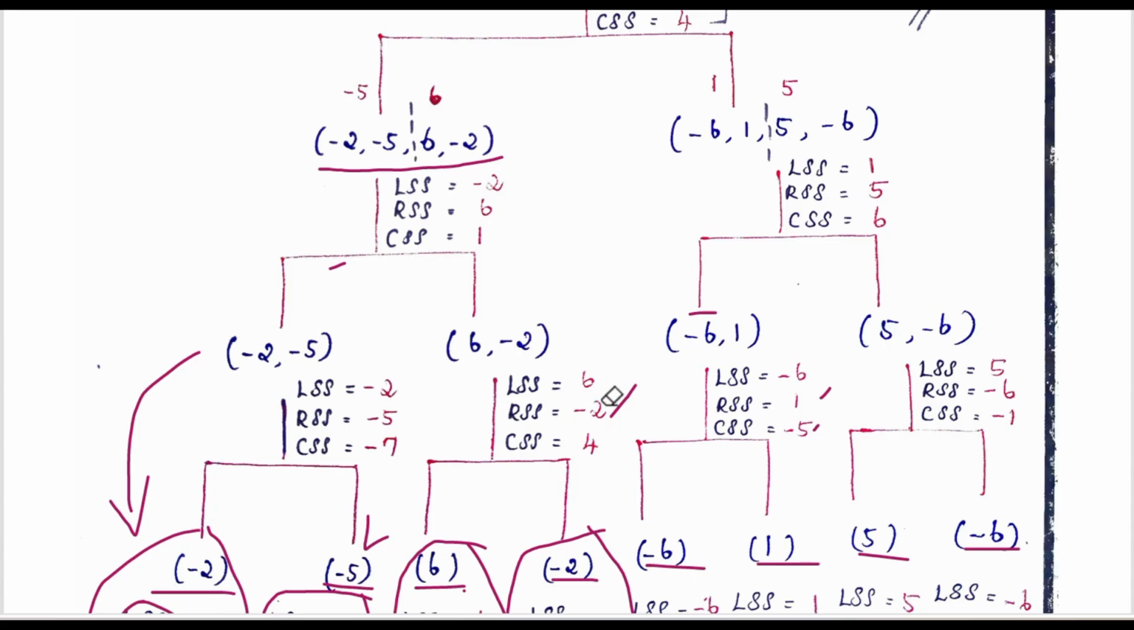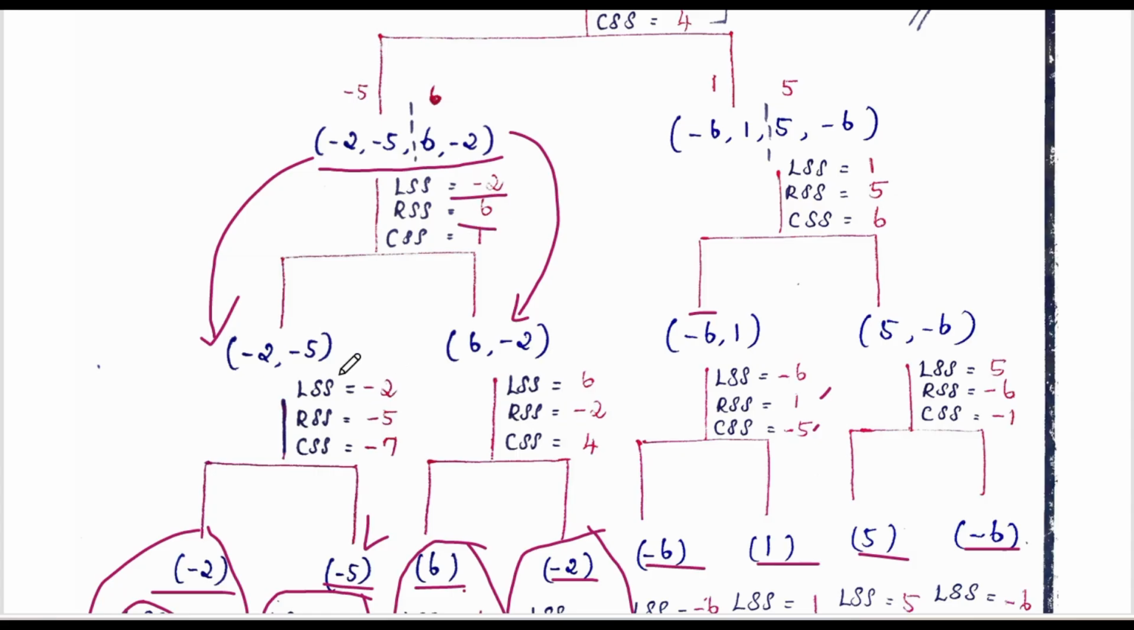Then how to calculate LSS, RSS here? We will understand the concept clearly here, okay? Because the values are different. LSS, RSS, CSS values are different, right? Okay. So this array contains 4 elements, right? Minus 2, minus 5, 6, minus 2. This is the left part. This is the right part. Clear? We take the maximum value from the left part and fill it in this section.